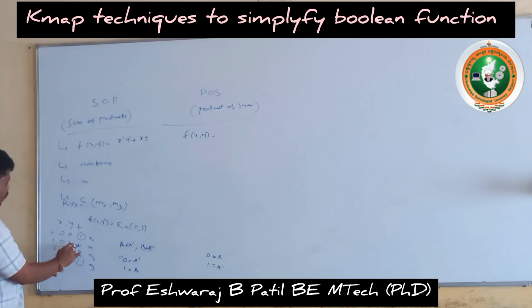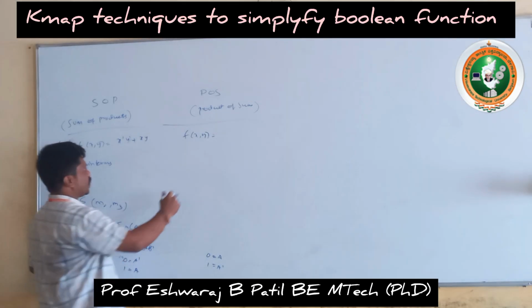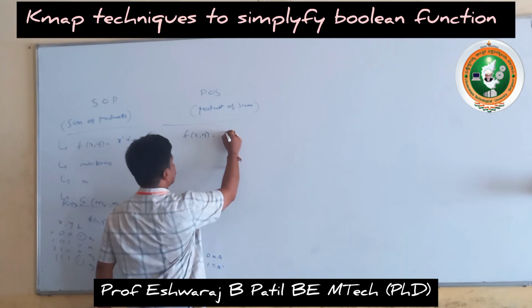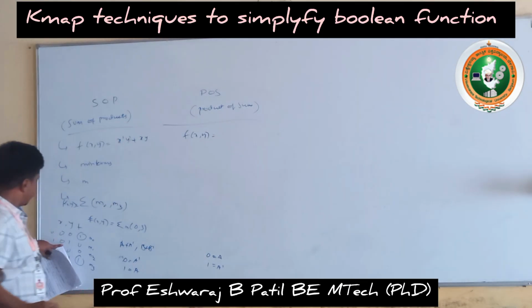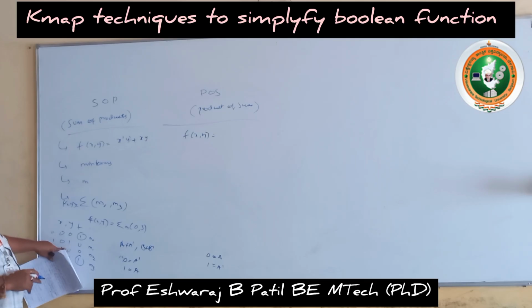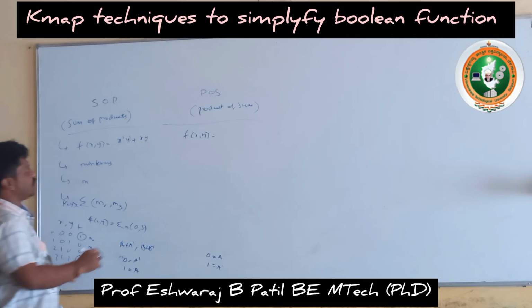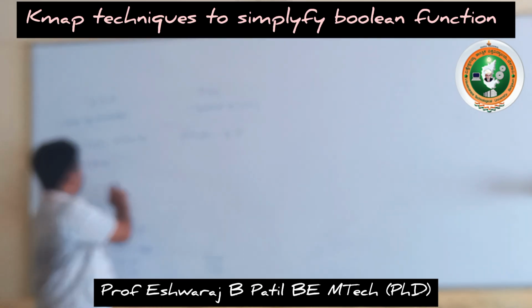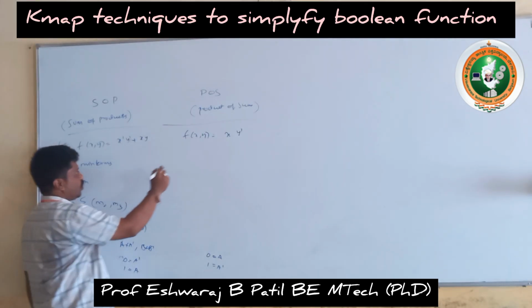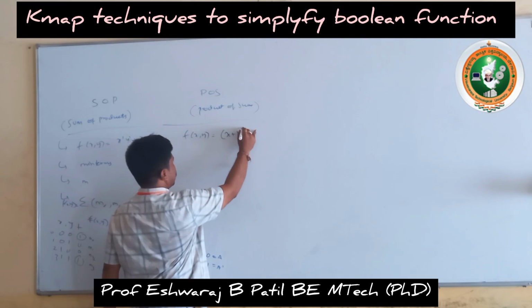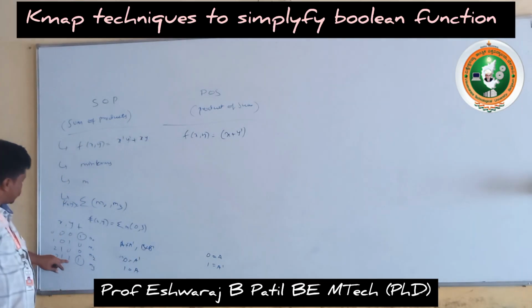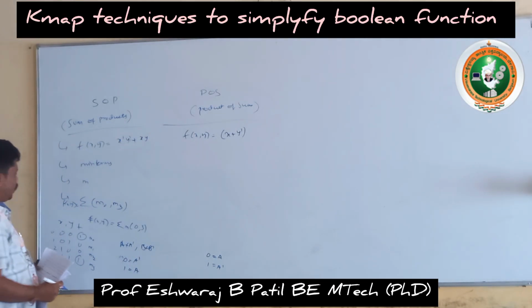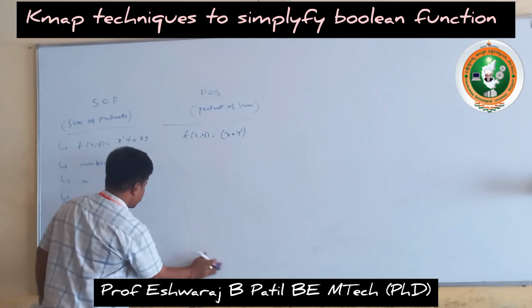Wherever the 0 is there, that is to be considered the max terms. This 0, 1 is nothing but x dash y in the SOP, but here it is x y dash. There you are using the product form, but here you will be using the plus symbol. One more max term is here.